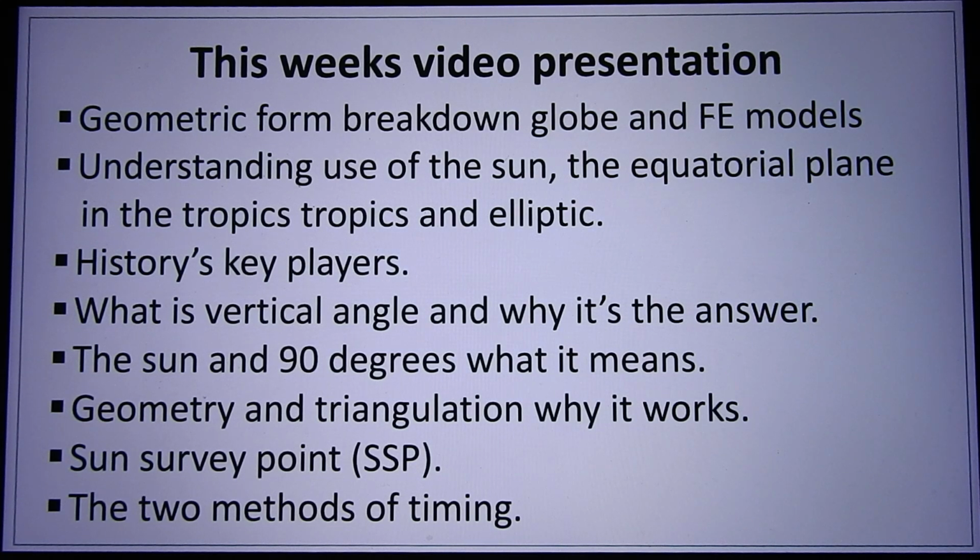What we're going to talk about is the geometric form breakdown for the globe model and the flat Earth model, or the FE models. Understanding the use of the sun, the equatorial plane, the tropics, and the ecliptic, and how that all works for the globe model and the flat Earth model. History's key players when we look at the shape of the Earth, who was involved in some of the testing very early on.